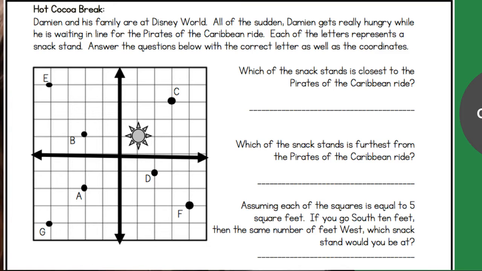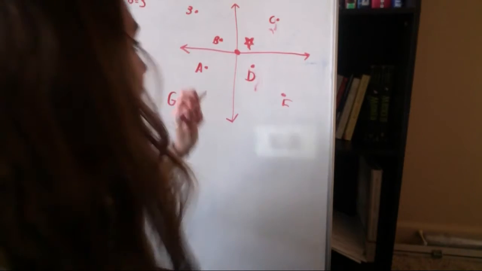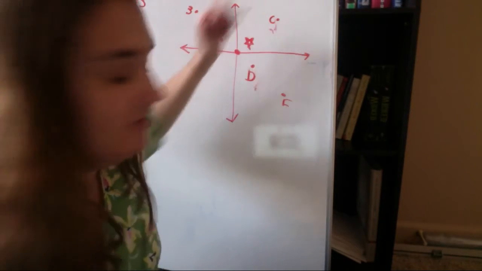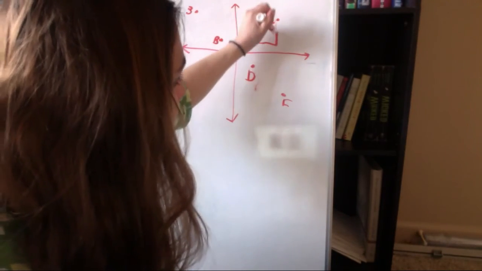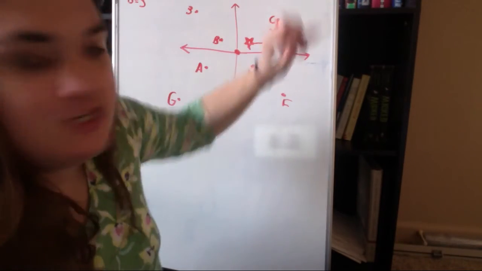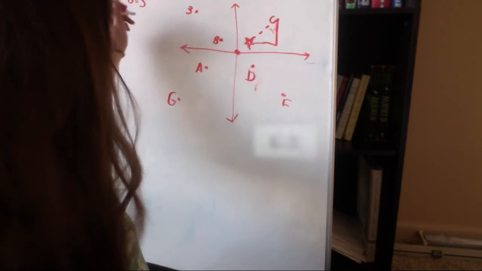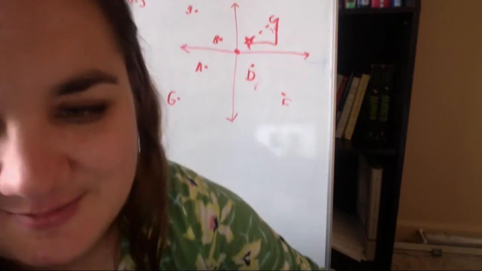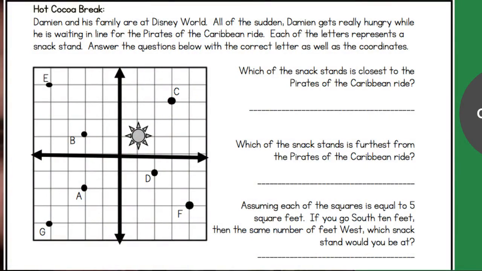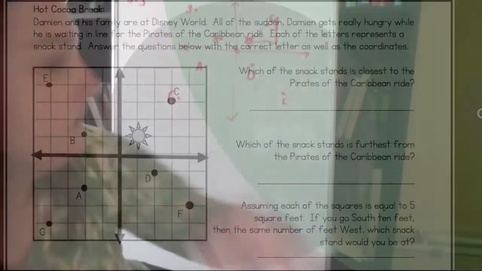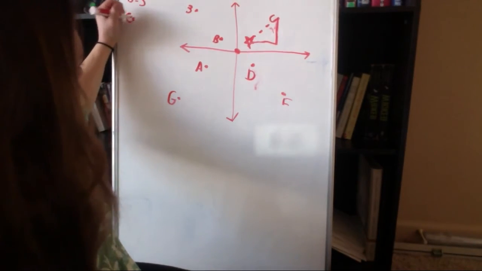Let's see how many for C. 1, 2, 3, 4. And it's important to note that you count each direction. You can never go on a diagonal. So you need to go like 1, 2, 3, 4, like that. You cannot go like that on a diagonal. So my C was equal to 1, 2, 3, 4. So I'm going to write C equals 4.